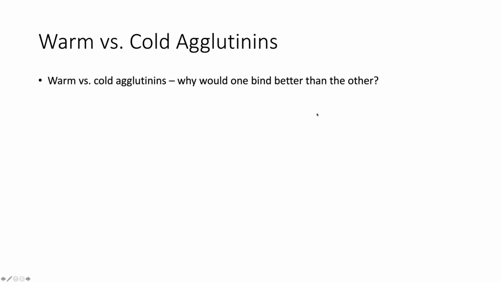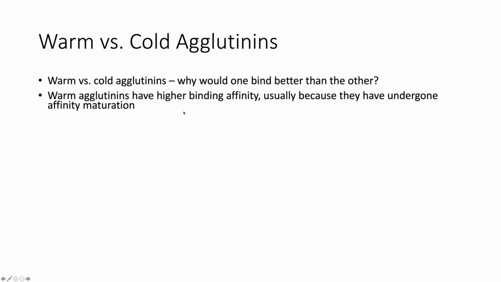So Grace, which one would bind better than the other, and why? We talked about warm versus cold. Would the warm agglutinins bind better because they have a greater affinity? Yeah, and why would they have a greater affinity? What would they have undergone in order to have that greater affinity? Do you mean by the selection process or just by sheer kinetics? I guess both. Warm agglutinins have a higher affinity because they've undergone affinity maturation, that selection process where you have all the B cells multiply and then only the best binders.